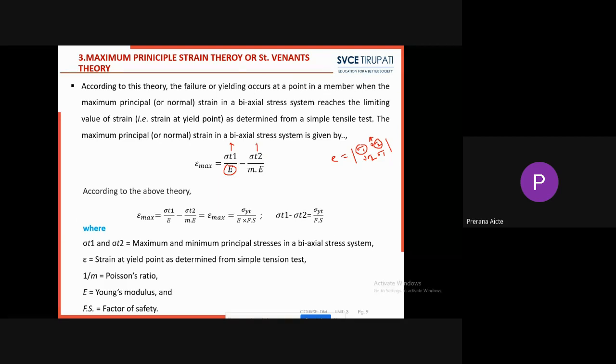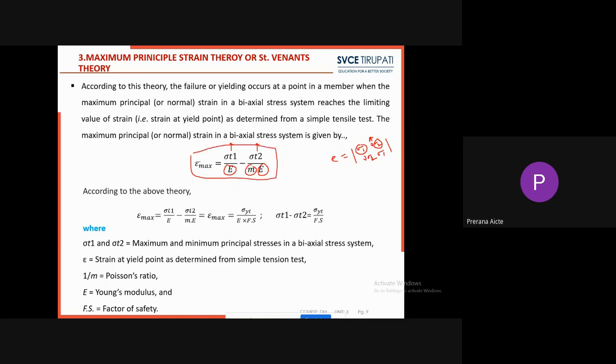Minimum principal stress. What about m? 1 by m is the Poisson ratio. E is Young's modulus. Clear? So if you are going to calculate the maximum strain in the maximum principal strain theory, we are going to use this formula to calculate the maximum strain.